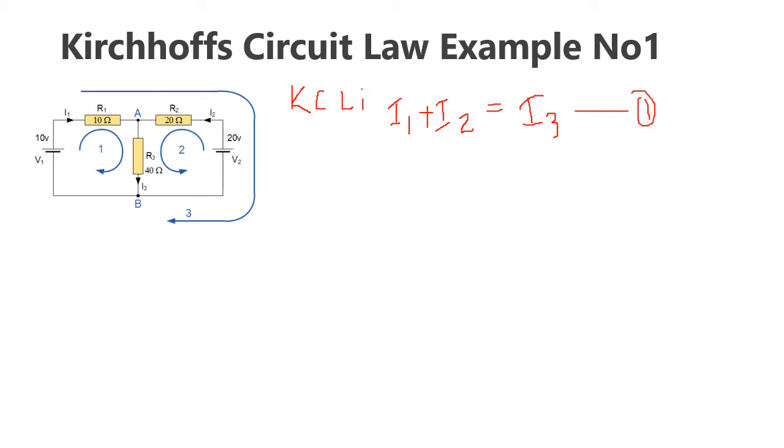Then I am using KVL. So here I am using both circuit laws. As I previously said, there are two types of circuit laws. The first one is KCL and the second one is KVL. Now we are using the KVL. For the KVL we need to consider the loops. Here there are three loops already mentioned, loop 1, loop 2 and loop 3, and the direction also we have mentioned on this picture. So first I am considering loop A.